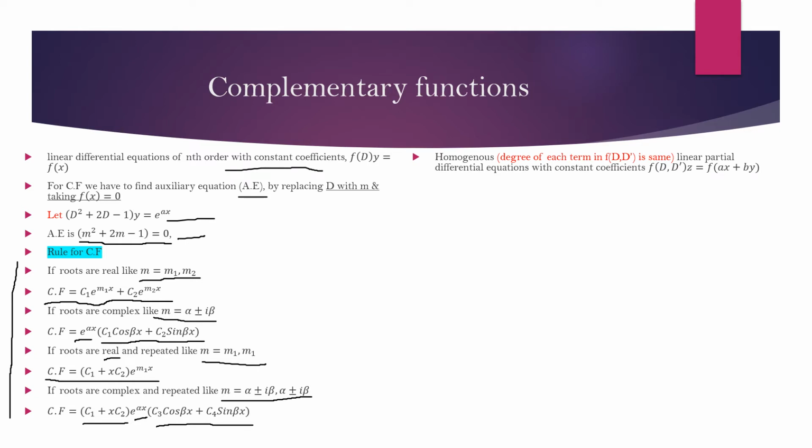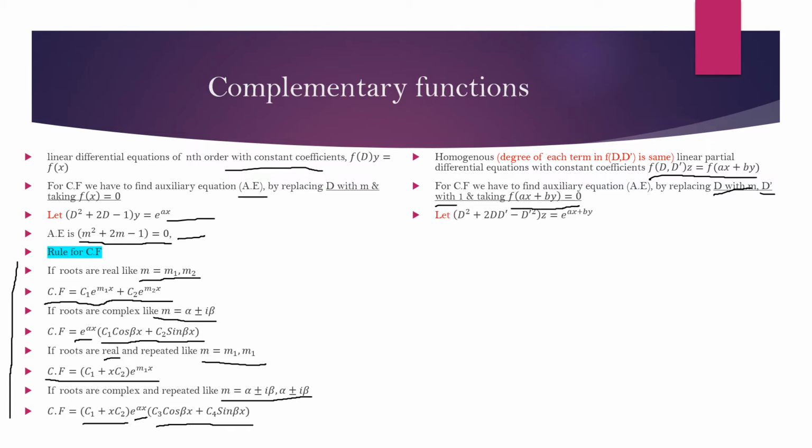Now we are going to study the homogeneous linear partial differential equation with constant coefficients. Homogeneous means the degree of each term of f(D, D dash) should be the same. To find the CF, we first have to find the auxiliary equation. To get the auxiliary equation, we just replace D with m and D dash with 1, and the right side function of x is replaced by 0.